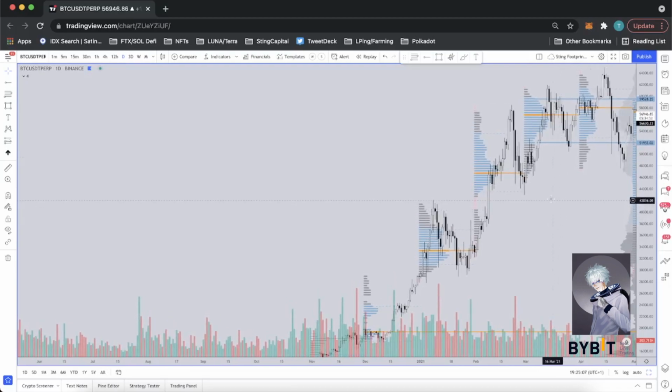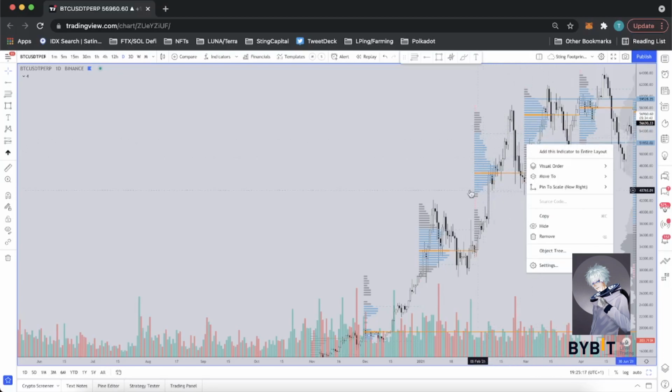Now, if we are to look right here, we have the same thing here. This is the area of importance. It was traded through right here. We have this area of importance. It was traded through right here. We have this area of importance. It was traded through right here. So none of these profiles that we've shown right now have naked levels, right?